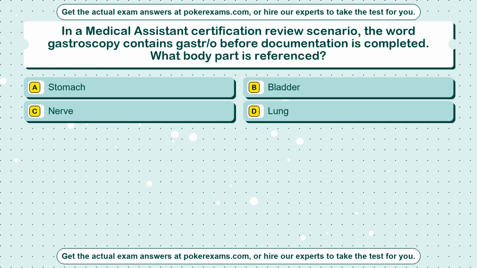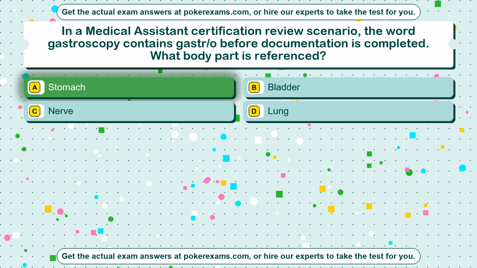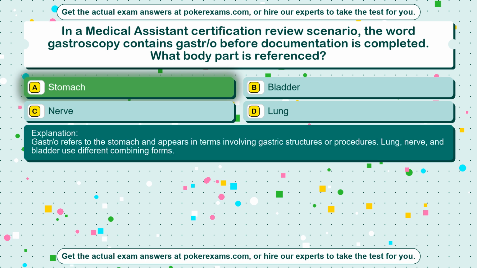Question 59. In a medical assistant certification review scenario, the word gastroscopy contains gastr/o before documentation is completed. What body part is referenced? Option A, stomach. Option B, bladder. Option C, nerve. Option D, lung. The correct answer is option A, stomach. Gastr/o refers to the stomach and appears in terms involving gastric structures or procedures. Lung, nerve, and bladder use different combining forms.